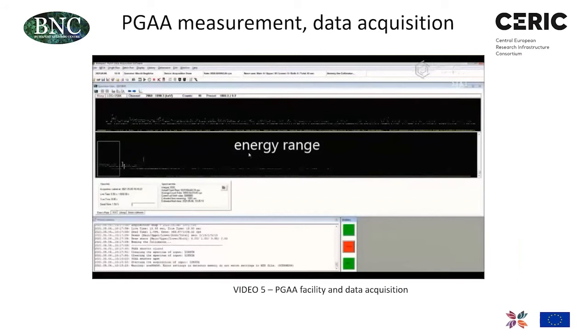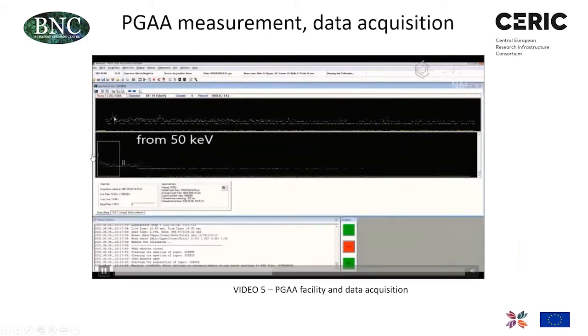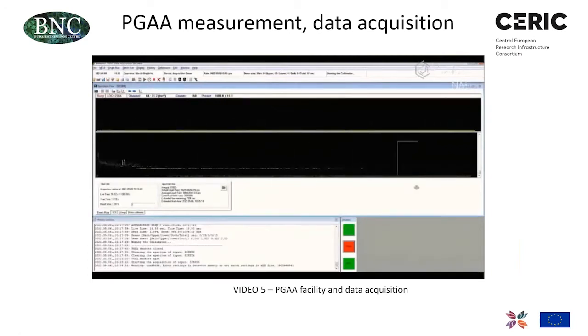The typical measurement takes about 1-2 hours, and the energy range spans from 50 kilo electron volt up to 11 mega electron volt, so this is a rather broad range. And the spectrum is shown here with a logarithmic display. So this is a nice feature to enhance the tiny details of the spectrum.